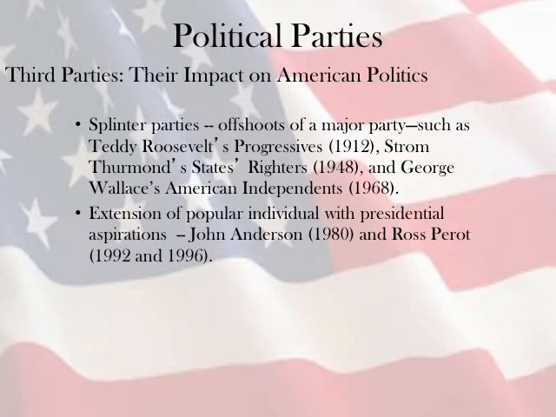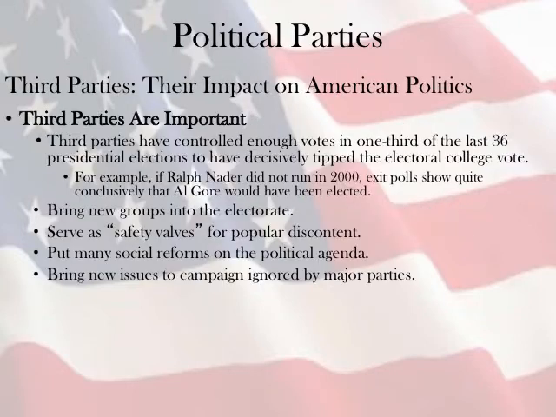Splinter parties are offshoots of a major party, such as Teddy Roosevelt's Progressives of 1912, Strom Thurmond's States' Rights Party of 1948, and George Wallace's American Independent Party of 1968. The third variety is the extension of a popular individual with presidential aspirations, such as John Anderson in 1980 and Ross Perot in 1992 and 1996. Third parties are important because they have controlled enough votes in one third of the last 36 presidential elections to have decisively tipped the Electoral College vote. For example, when Ralph Nader did not run in 2000, exit polls showed quite conclusively that Al Gore would have been elected.